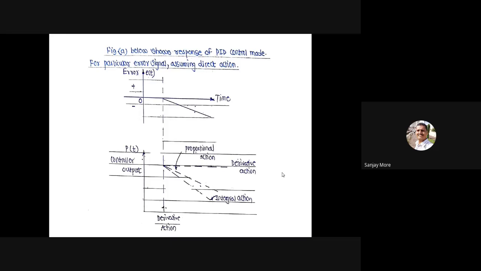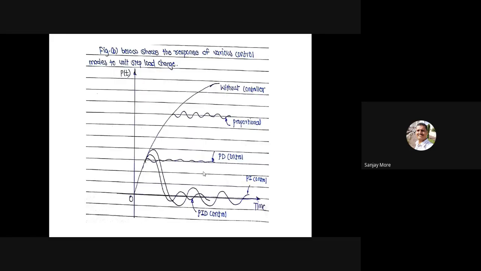Here the two graphs show the response of the PID control mode for the particular error signal with this direct action. Here, error versus time. This inclined line shows the PID control action will be decreasing with respect to time, and for control output, here are the proportional action, derivative action and integral action. The derivative action will be a straight horizontal or vertical line, and the proportional and integral actions will be inclined. Okay.